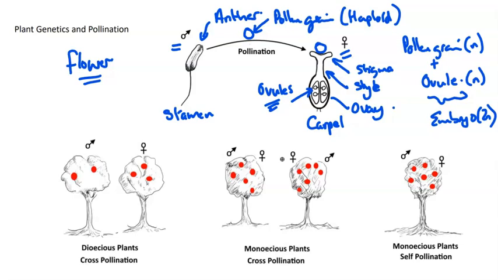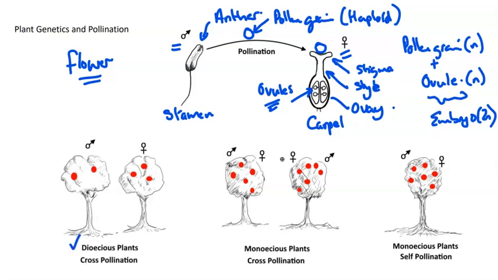So the strategies to which I refer are the way in which the flowers are arranged on the flowering plant. So that's worth remembering, that this discussion relates to flowering plants, the angiosperms only. So we have two groups. We have the dioecious plants.